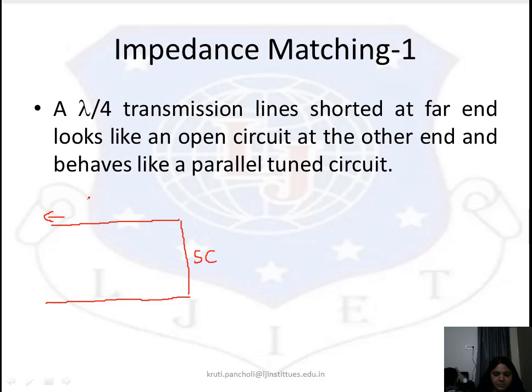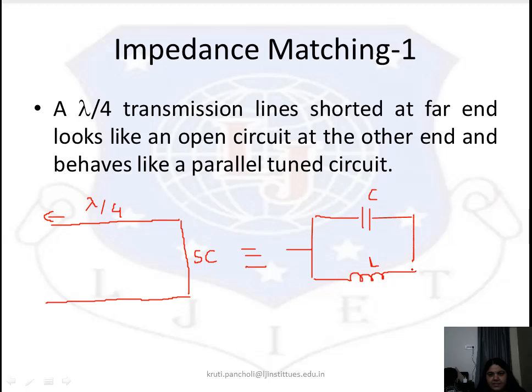So it's a lambda by 4 line, and while it is short circuited at the far end, this will behave like a parallel tuned circuit which consists of the capacitance and inductance. So this is L, it is C. So you have to remember these things. People can ask in the Viva also.